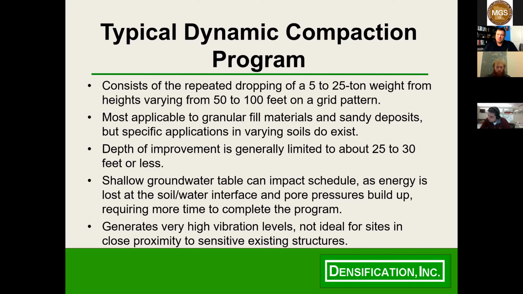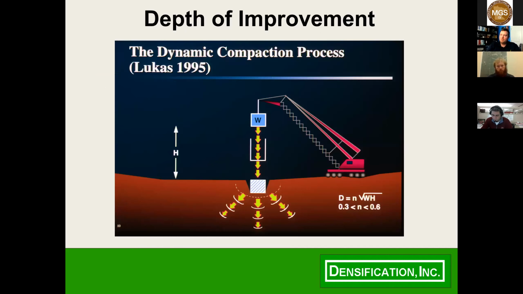Shallow groundwater is something I get asked about a lot because, again, you're introducing a lot of energy to the ground. So if that energy is there and you've got shallow groundwater, you can build up excess pore pressures that may require multiple passes over time to allow for that excess pore pressure to dissipate. And then, as I pointed out before, dropping a big weight on the ground, you're going to generate vibration levels. So that's a pretty significant concern.